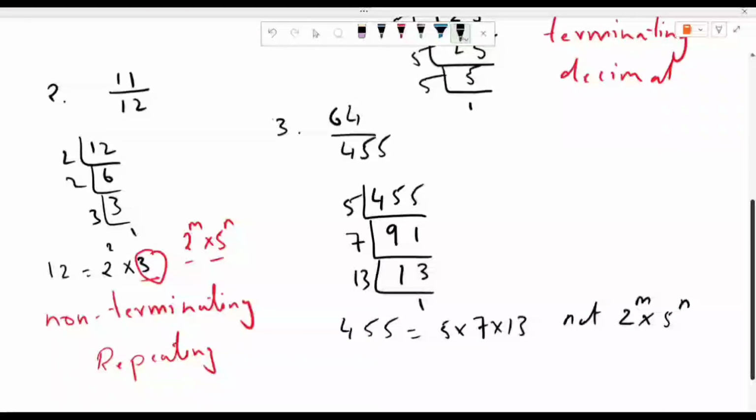So again this is a non-terminating repeating decimal.